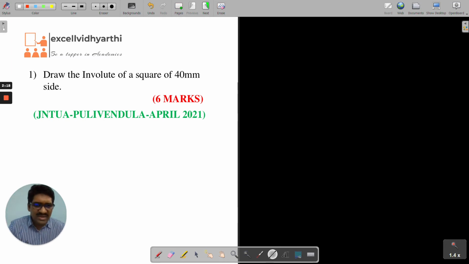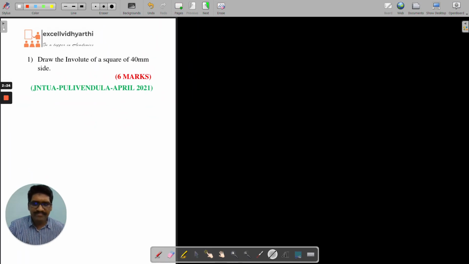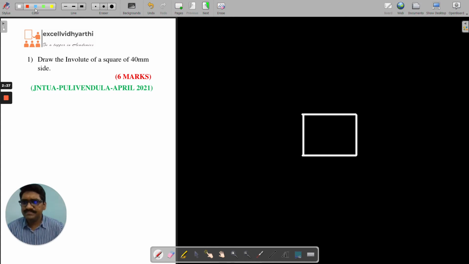First of all, I am going for a square. I am drawing without using any drafter here. Mark some points. Be careful, here we have some discussions. So point A, point B, point C, point D.